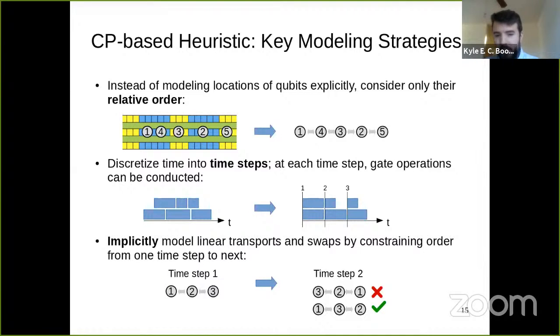Specifically, we're only going to allow a qubit to move in the sequence distance 1. So for example, if we look at time step 1 here, that has the order 1, 2, 3. The order 3, 2, 1 in the next time step is not allowed. However, the order 1, 3, 2 is allowed. And so what we're effectively doing is we're not directly modeling linear transports and swaps, but we're implicitly modeling them by limiting how far qubits can move from one time step to the next.